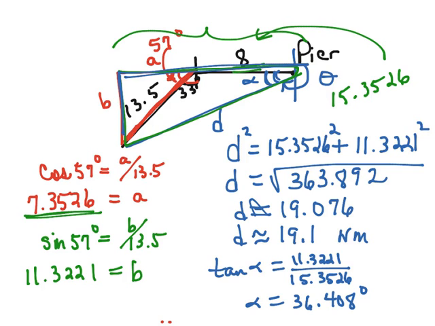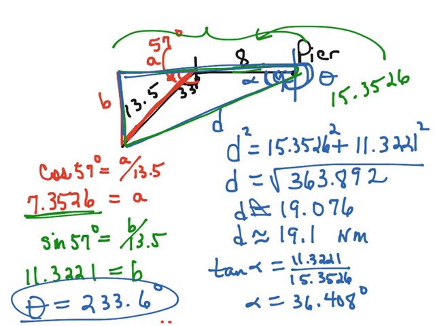So for us to find theta, which is our bearing, notice that if we went all the way around, we would be at 270 degrees. So 270 degrees minus the alpha that we just found gives us 233.6 degrees approximately for our bearing.